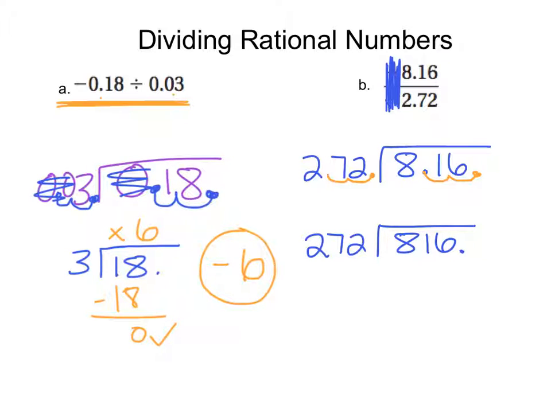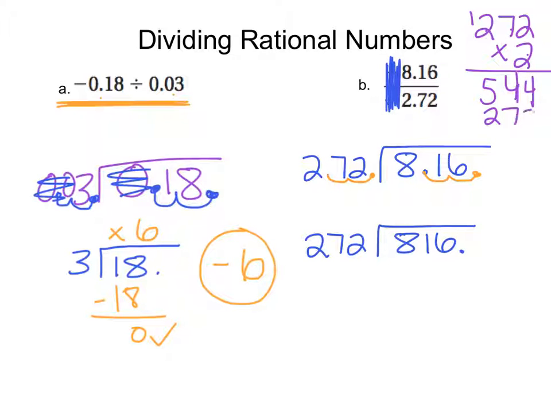I'm going to be honest, I'm not sure, so let's figure it out. 272, that's kind of close to 300. And if I do 3 300s, that's going to be too much. I'm going to do 2. And I'm going to multiply. 2 times 2 is 4. 2 times 7 is 14. 2 times 2 is 4 plus 1 is 5. That seems kind of low.